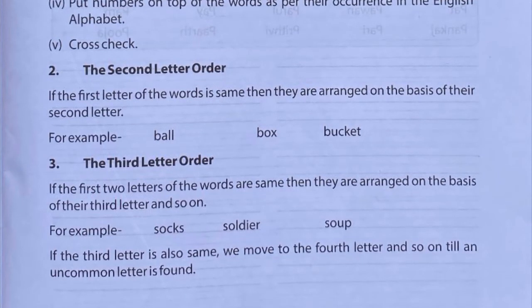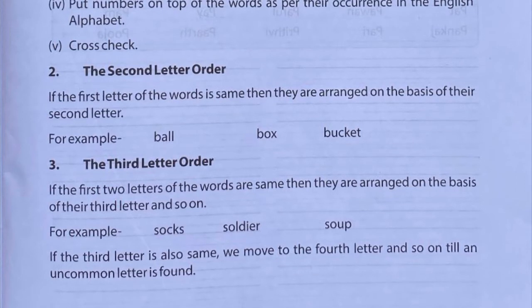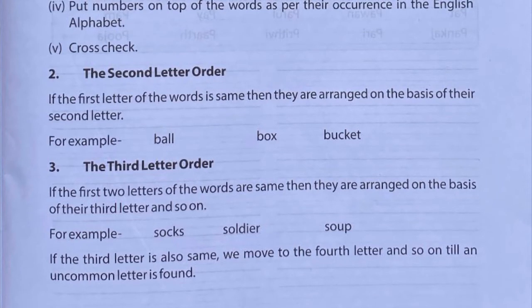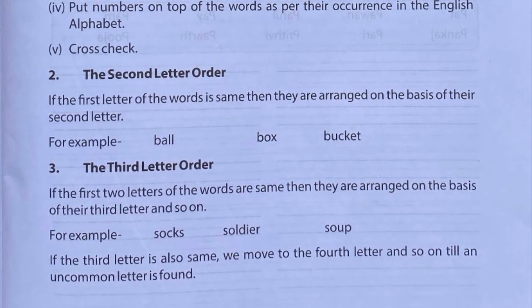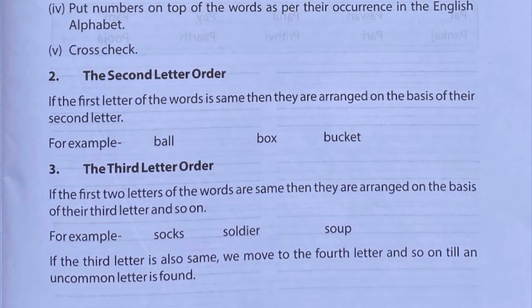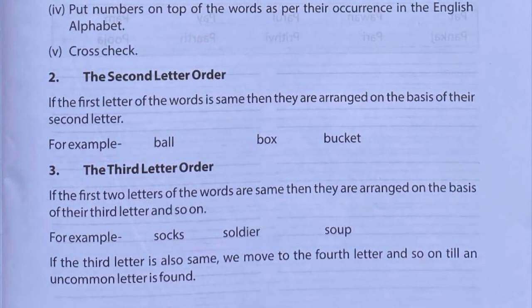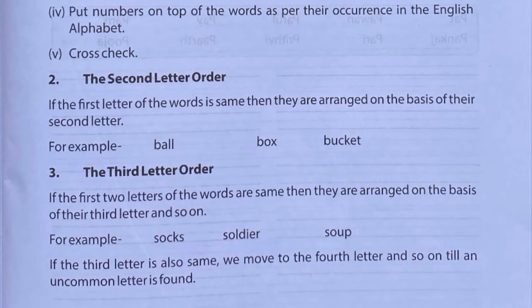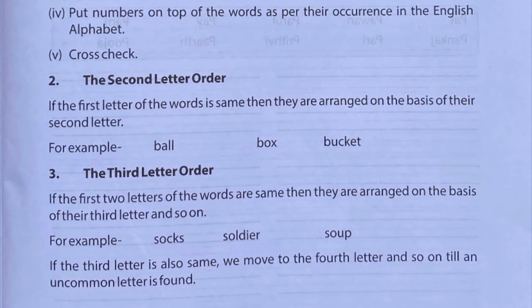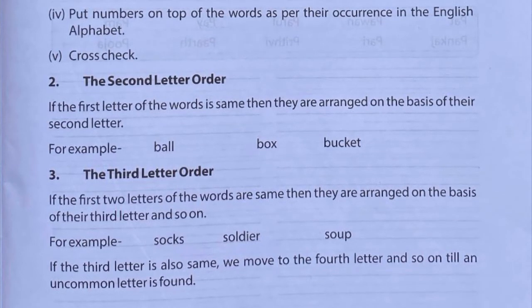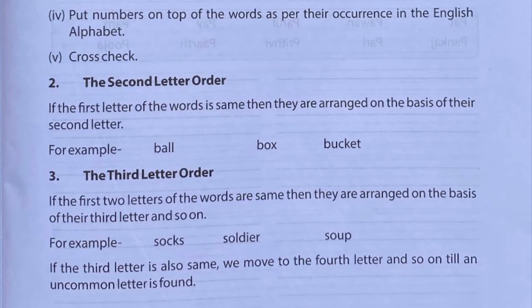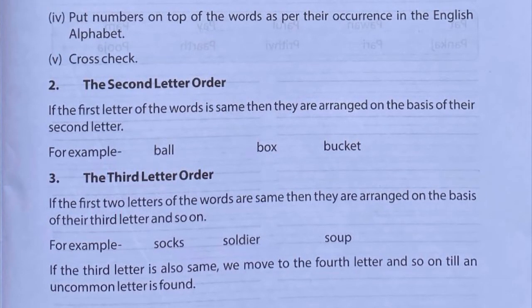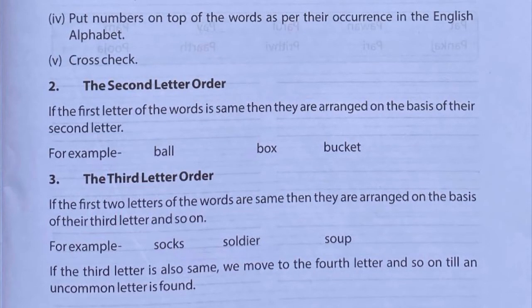Okay, so A comes first, O comes second, and U comes third in alphabetical order, if we follow the ABC. Second letter alphabetical order is also very easy. In first letter order, the first letter will be different. In second letter order, the first letter will be the same, and we have to move on to the second letter. And in third letter order, again, the first two letters will be the same, and then we have to move to the third one.